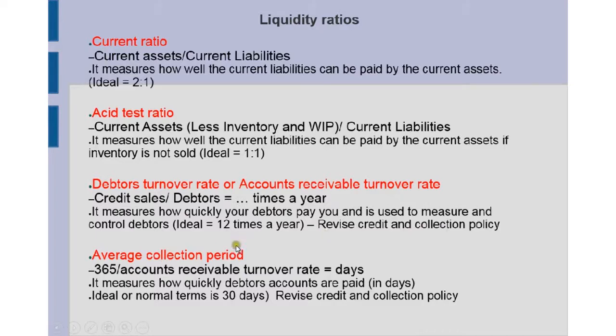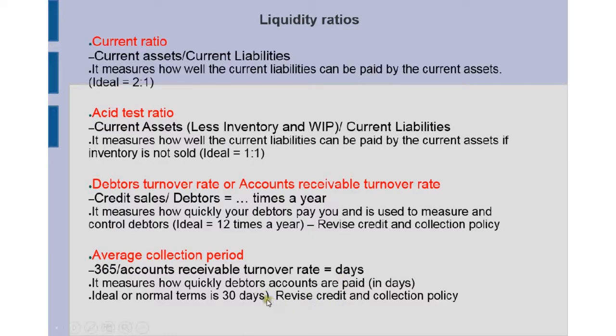The average collection period is linked then to the debtors turnover rate because the answer of the one is used in the other one. And here we're going to have the formula of 365 days in the year, or 366 if we have the leap year, divided by the accounts receivable turnover rate that you've just calculated in the previous one. And this will then give you how many days the debtors take to pay you. So these two are linked, the one giving you how many times a year and the other one giving you how many days the debtors take to pay you.